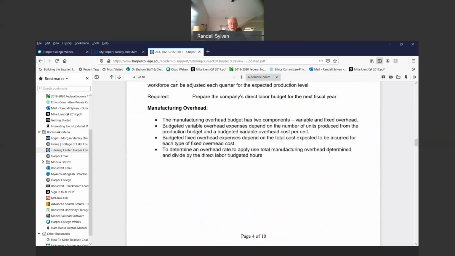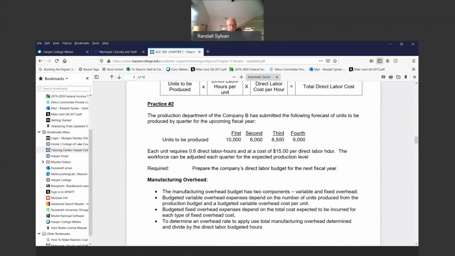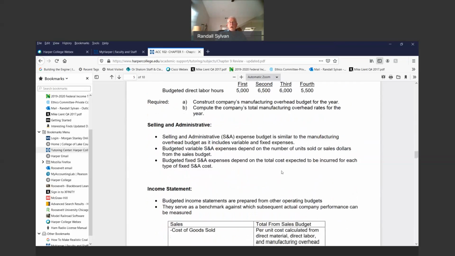As you go down further, the manufacturing overhead, which is important as well, is really kind of the same. You'll see when we have an example of that as we go forward. I want to point out in manufacturing overhead, there's a variable and a fixed component, so we're going to have to deal with those. The variable portion is dependent on the number of units that are produced, and the fixed cost depends on the total cost that management is estimating to be incurred for each type of fixed overhead cost. You can also have a mixed cost, which is a combination of variable and fixed. And then we also have to budget for the selling and administrative costs. It also has variable and fixed portions that you will need to deal with.